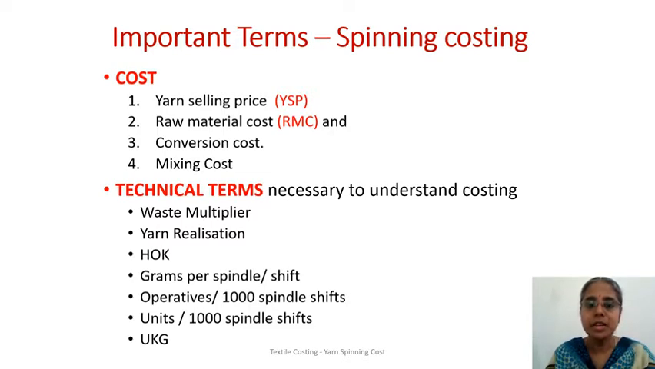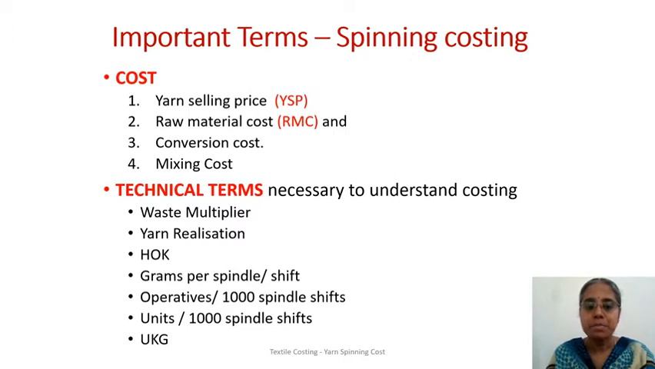The first, I'm sorry, 2 and 4 are related to the raw material cost, and the 3 is the conversion cost. For the conversion cost, various other technical terminologies are also required to be understood. They are waste multiplier and yarn realization; these terms tell about the raw material or the material cost.